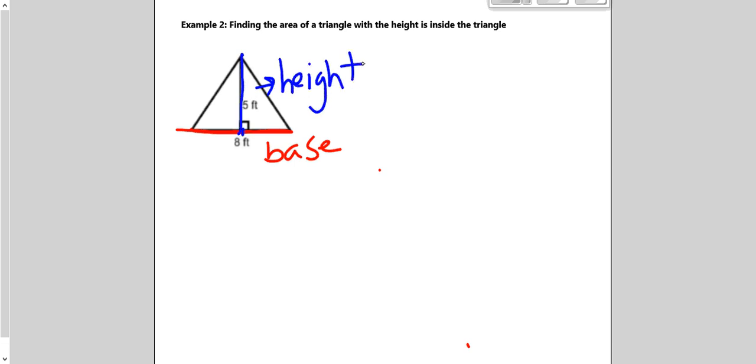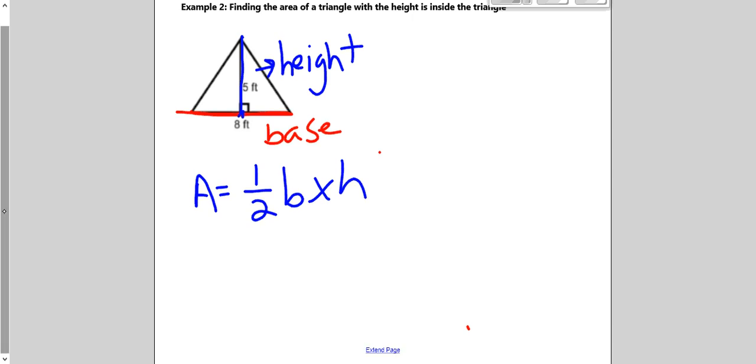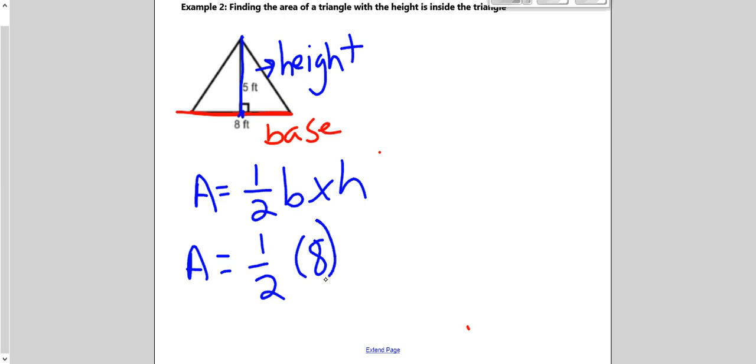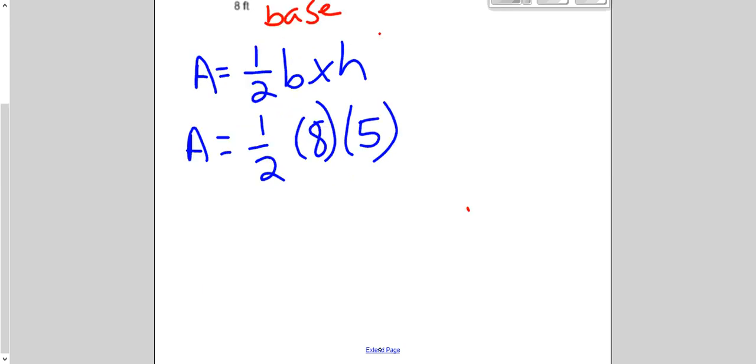So if I want to find the area of this triangle, I'm going to say area is 1/2 base times height. I know my base is 8 and my height is 5. So area equals 1/2 of 8 times 5. Notice I'm using parentheses when I put in my 8 and my 5.